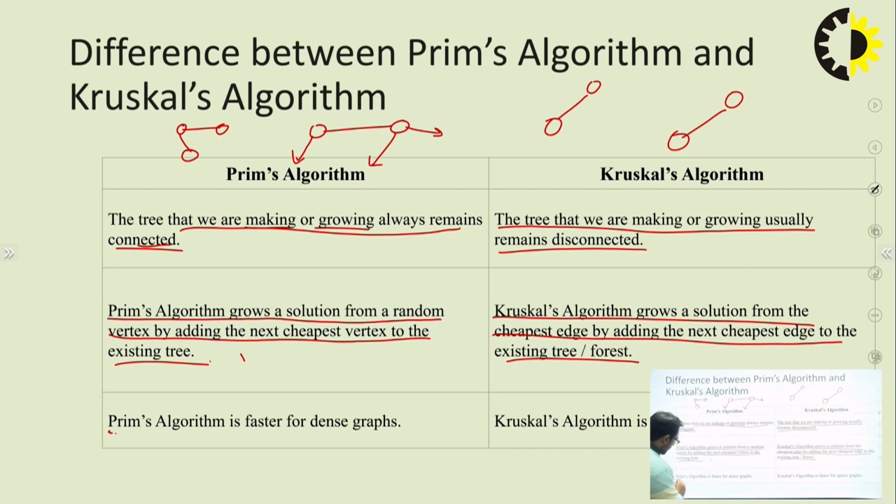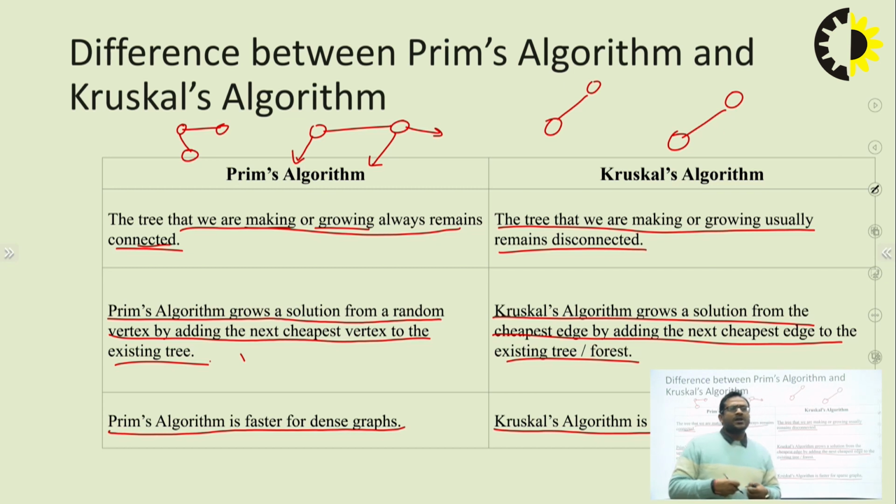And the last major point, Prim's algorithm is faster for dense graphs. Suppose there is a very dense graph, you can use Prim's algorithm, and Kruskal's algorithm is faster for a sparser graph. So this is basically the main difference between them. You can apply either Prim's or Kruskal's, but if you want faster work, if you have a sparser graph, you can apply Kruskal's algorithm, and if you have a dense graph, you can apply Prim's algorithm.